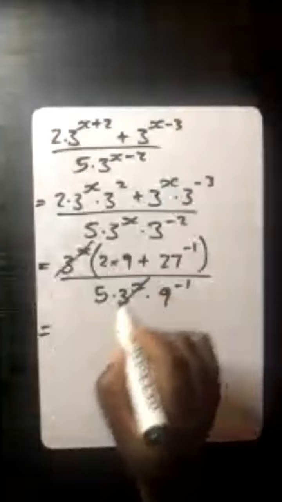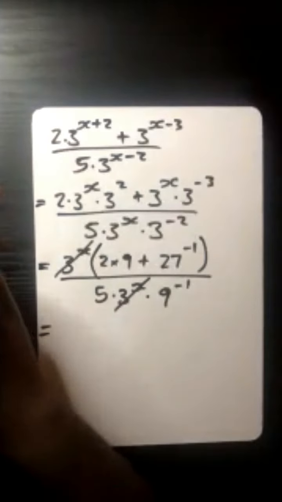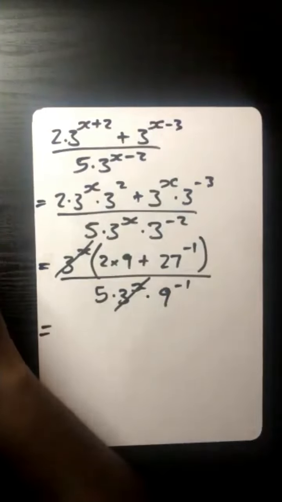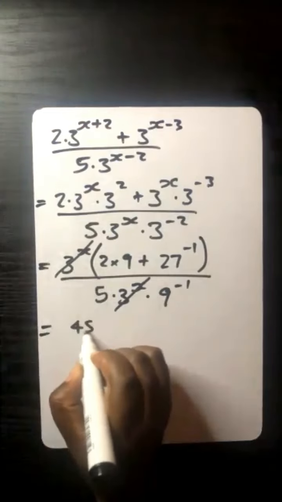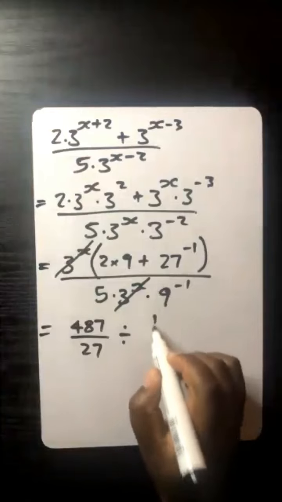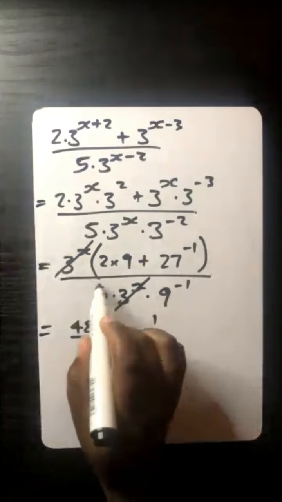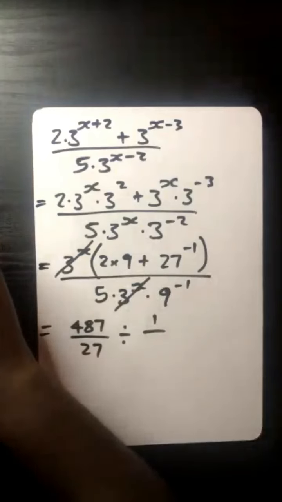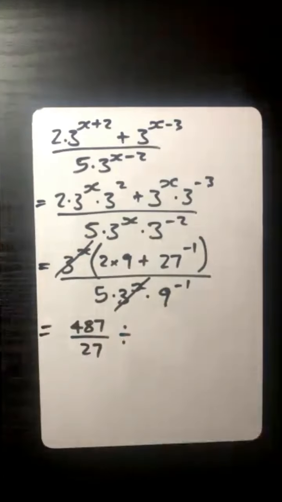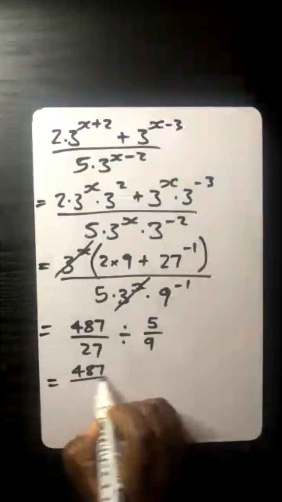And then that cancels that. Then you have 2 times that, which is what? 18, plus the whole of that. So you can just say 2 times 9 is equal to 18, plus 27 to the exponent negative 1. At the top, I'm getting 487 over 27, then divided by the whole of this. Remember, this thing is the same as 1 over 9 times 5. Okay, I almost forgot that 5. So I'm going to say 5 times 9 to the exponent negative 1. So this is the same as 5 over 9, which should be 487 over 27.